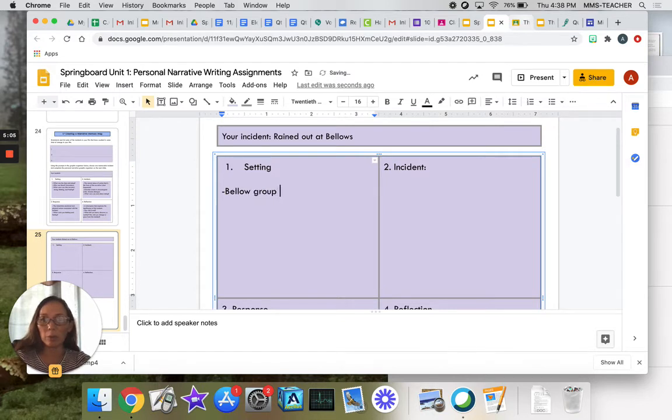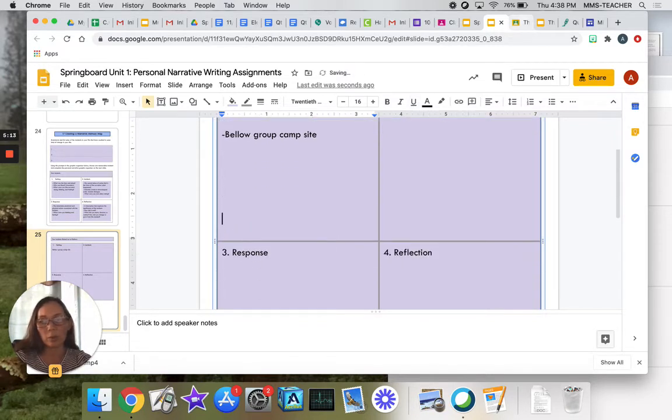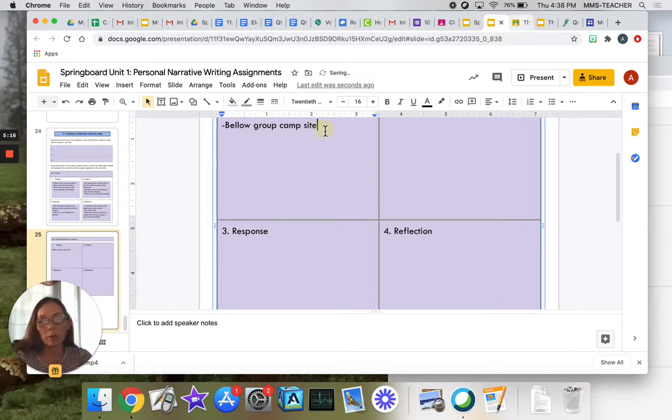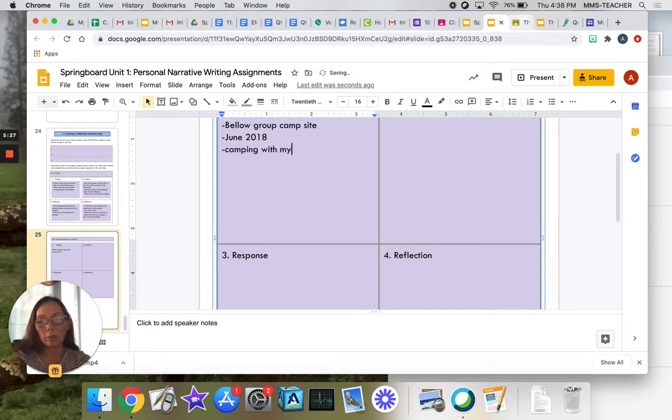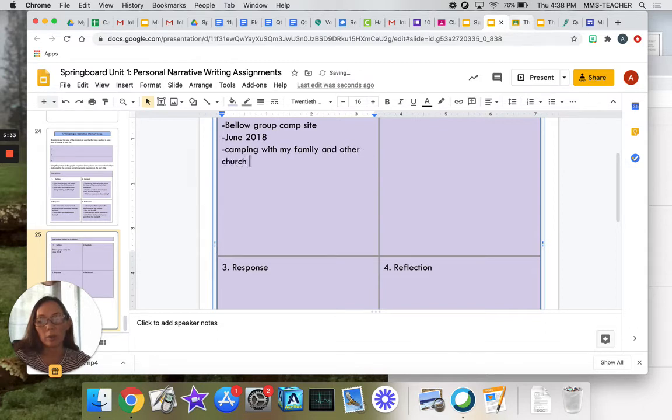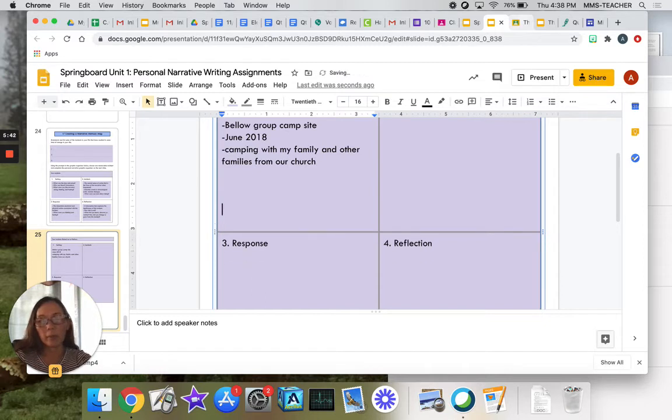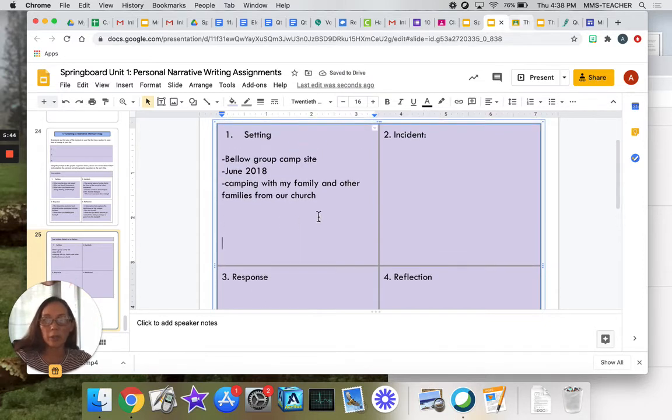Bellows group campsite. Okay, and it was, I think, about 2 summers ago, or maybe 3. I would need to go back and check. Okay, so it'd be June 2018, and I was there camping with my family and other families from our church. Okay, so that's my setting, time and place.